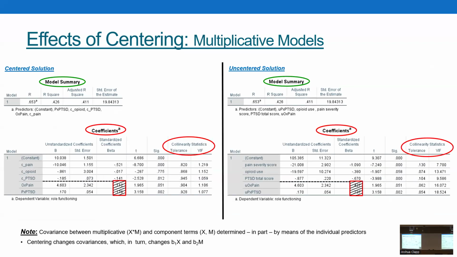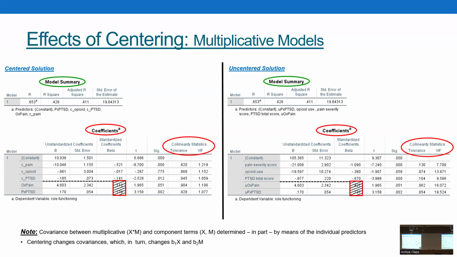Now, if we go through and take a look at our multiplicative models, again comparing our centered solution and our uncentered solution, the model summary is identical. Nothing changes. I can center this, I can not center this, it doesn't matter. The overall contribution or accounting for the variability of my outcome is exactly the same. My ANOVA table is going to be the same. Nothing changes here. But what we do start to see are changes in my coefficients.